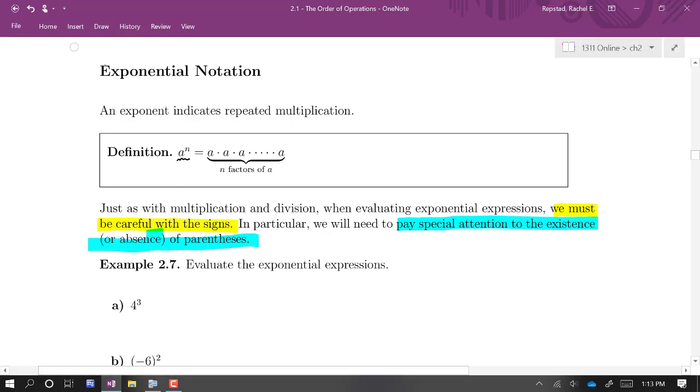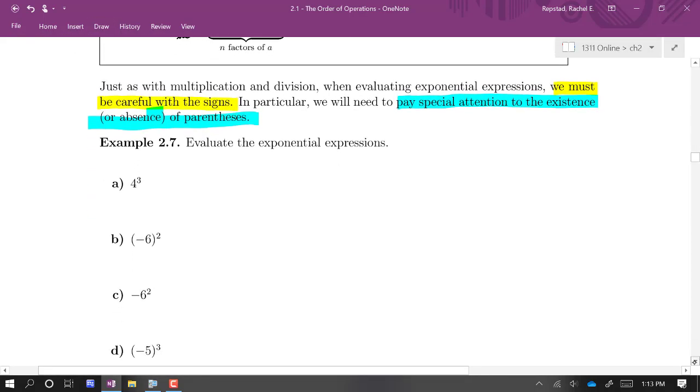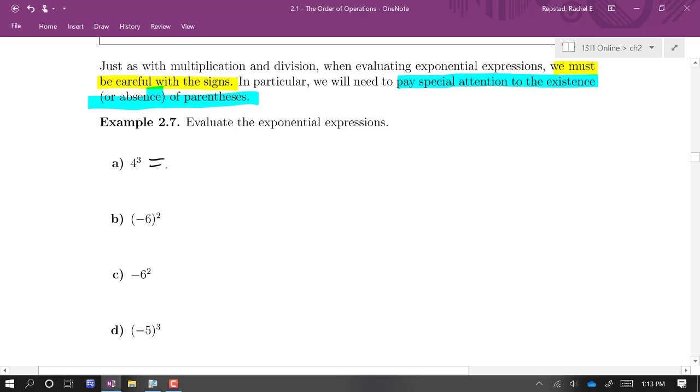So, let's do some examples. We're going to evaluate these. 4 cubed, well, I'm just applying the definition. This is 4 times 4 times 4. And maybe you want to use a calculator to help you out with that. That's 16 times 4, which is 64. Negative 6 squared. Note that negative 6 is in parentheses, and then we're squaring that. That means I'm multiplying negative 6 by itself. I have 2 factors of negative 6. And I have a negative times a negative, so that means the product is a positive, and that's positive 36.